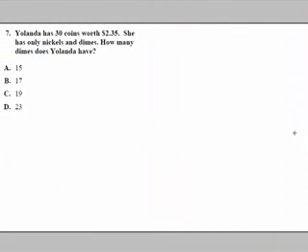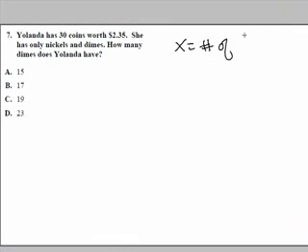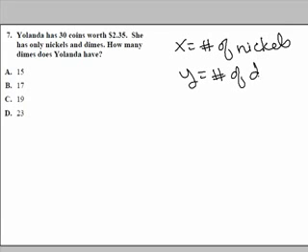Number 7. Okay, another system here, and as you can tell, all these problems are coming from chapter 6. Yolanda has 30 coins worth $2.35. She has only nickels and dimes. How many nickels does Yolanda have? In this problem, there are two things we don't know. We don't know how many nickels we have, so I'm going to say X equals the number of nickels. And we don't know how many dimes we have, so Y is going to equal the number of dimes.